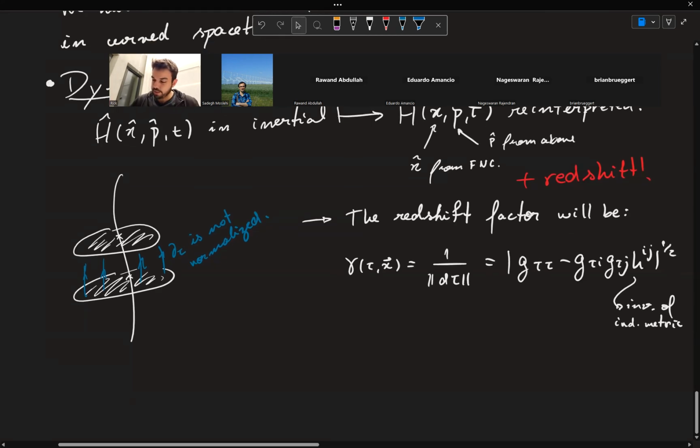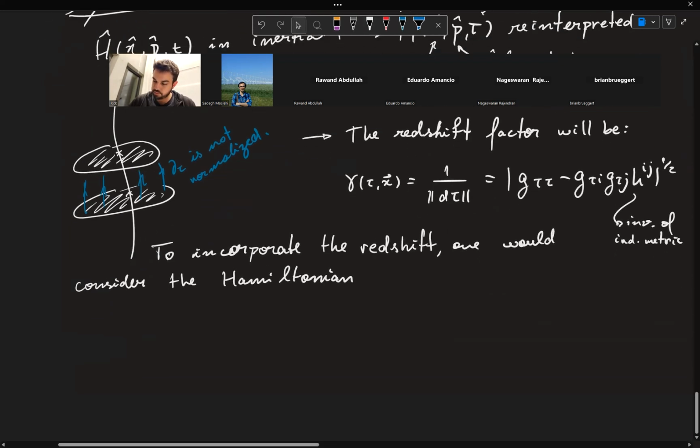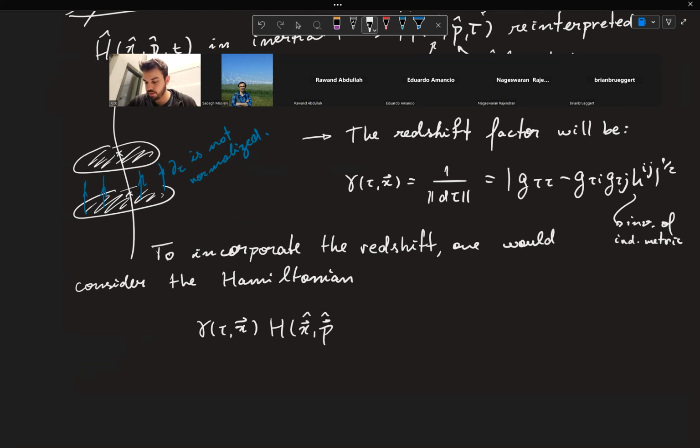So basically, in order to incorporate the redshift, one would consider the Hamiltonian gamma of tau, x, times H of x, p, tau. But now the issue is, well, classically, you could just make the product of these terms and everything would work. However, in quantum mechanics, there are things that don't work like this, right? Because there's an X operator, there's a P operator, and then the product of these will not be self-adjoint.